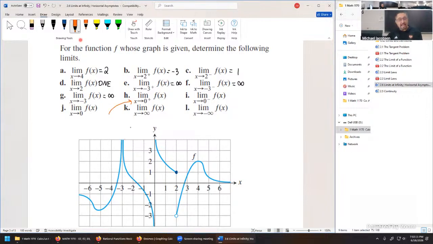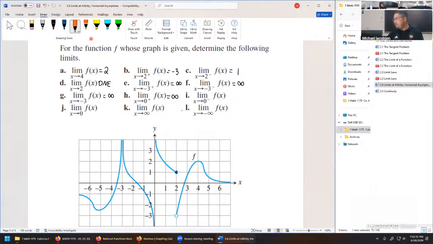H is x as we head towards 0 from the right. So that means this part of the curve is relevant. It's going up towards positive infinity, not stopping whatsoever. So this one would be at positive infinity.